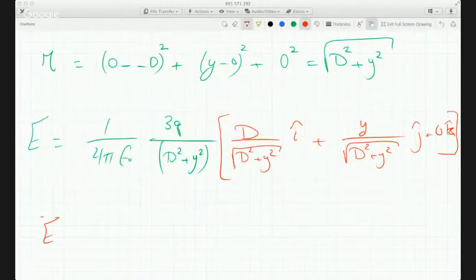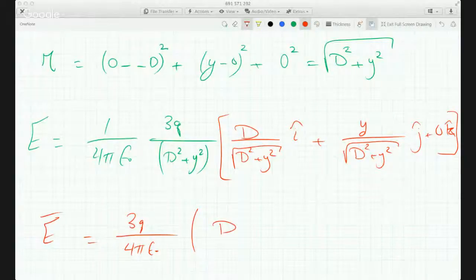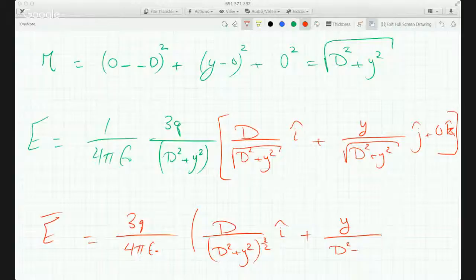So the final answer will be E equals 3q over 4 pi epsilon, times d over d squared plus y squared to the 3/2 in the i, plus y over d squared plus y squared to the 3/2 in the j. That's the first one. We haven't found the second one yet. There's another charge.